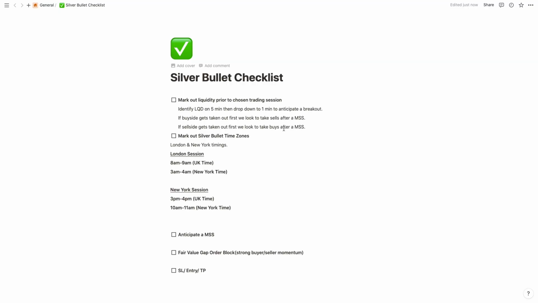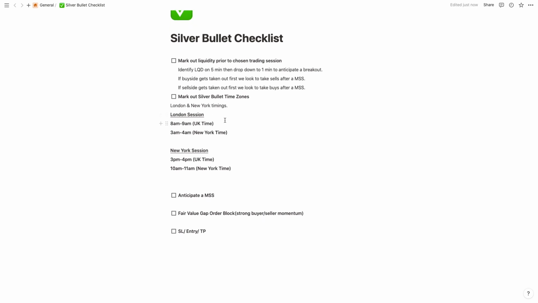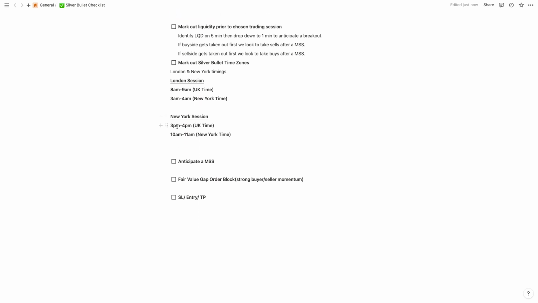So as you guys can see here, this is the checklist that we'll be following in this video. The first one is to mark out our liquidity prior to our chosen trading session. So we identify liquidity on the 5-minute, then drop down to the 1-minute to anticipate a breakout. And then we're going to mark out our silver bullet time zones, which are the London session, 8 AM to 9 AM UK time, 3 AM to 4 AM New York time. And same goes with the New York session, 3 PM to 4 PM UK time and 10 AM to 11 AM New York time.